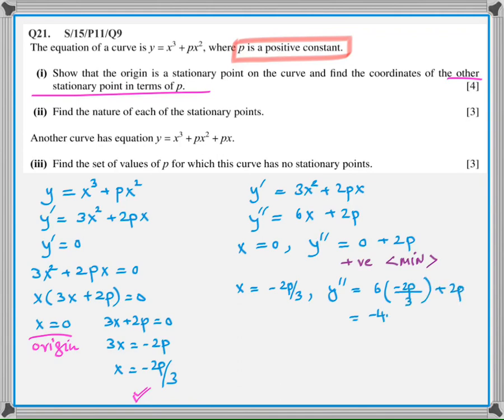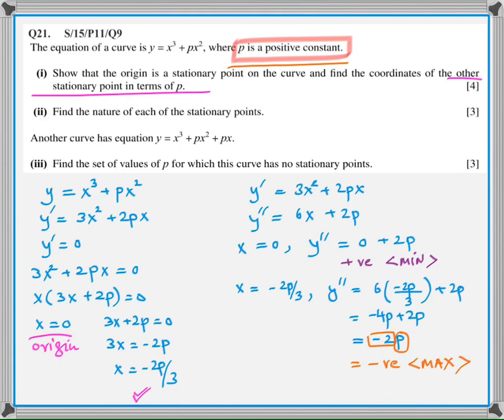it in, your answer will be in terms of p. That comes out to be minus 2p. P is positive. After multiplication by minus 2, it is negative. Therefore, it's a maximum. What else is needed?